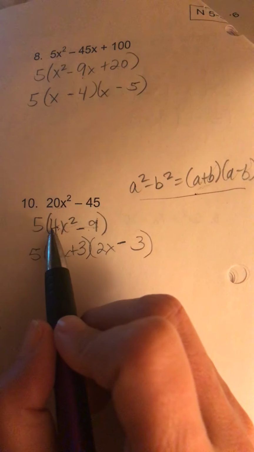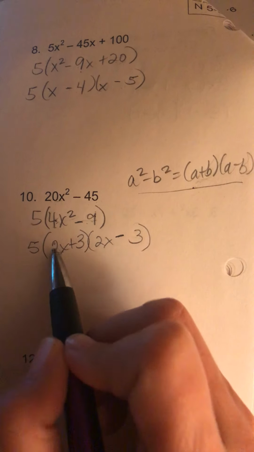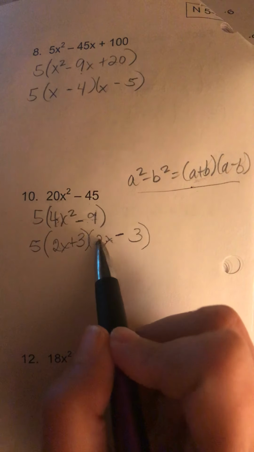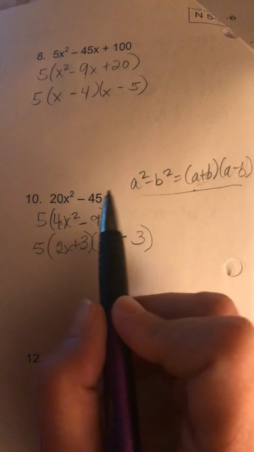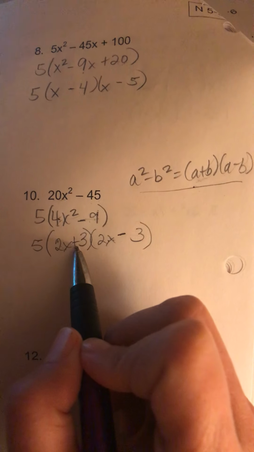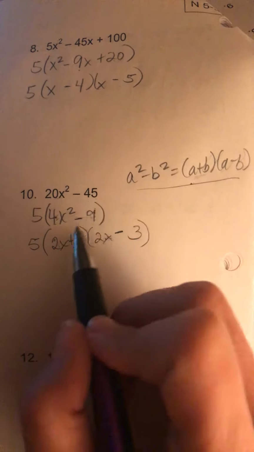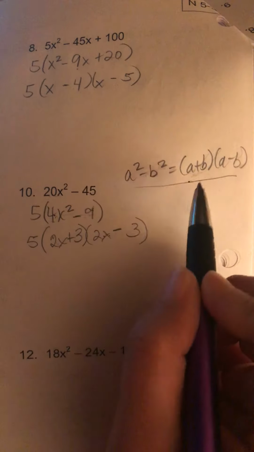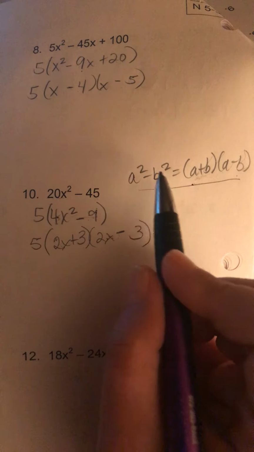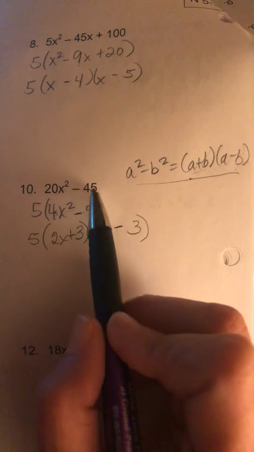So basically all you have to do is take the square root of 4x squared, which is 2x, and you write it in both parentheses. That's your a, which is 2x. And then you take the square root of your 9, which is 3, and you put it here. The formula has plus and minus, so you just keep your signs the same as your formula has, and then put your 3's. So a squared minus b squared is what we have here. This is our a squared, and this is our b squared.